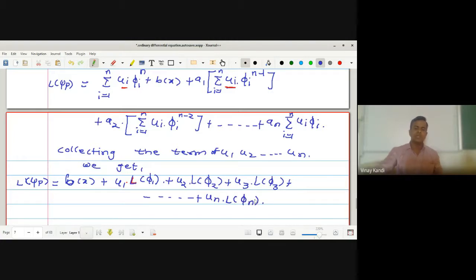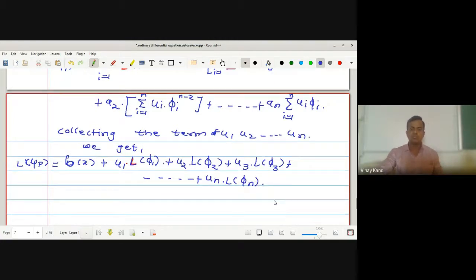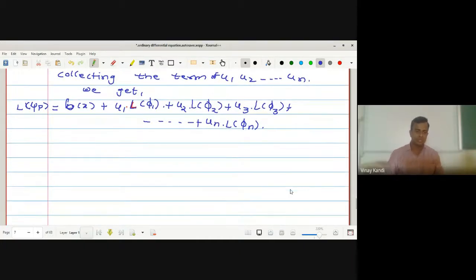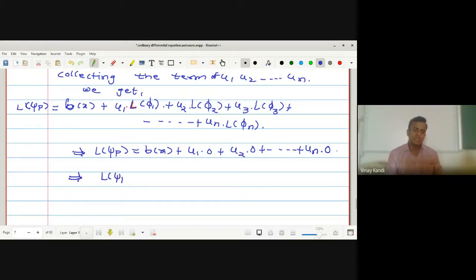But phi 1, phi 2, phi 3 up to phi n are the solutions of L of y is equal to 0. Hence, we get L of psi p is equal to b of x plus u1 into 0 plus u2 into 0 up to so on un into 0, which implies L of psi p is equal to b of x. Okay, any doubt? No, sir.